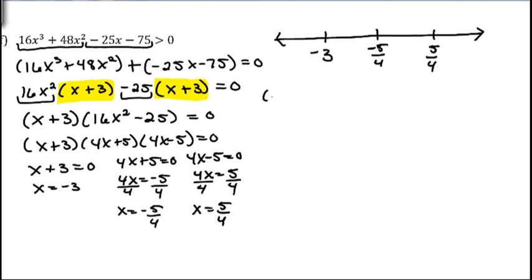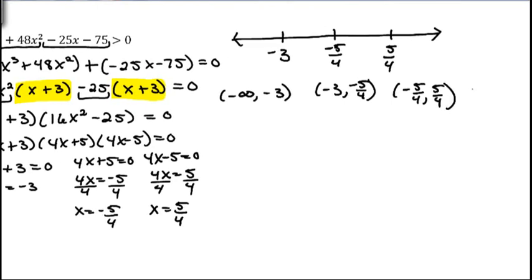So my four intervals are going to be from negative infinity to negative 3, and a round bracket because there's no equal sign. And then negative 3 to negative 5/4. And then negative 5/4 to positive 5/4. And 5/4 up to infinity.